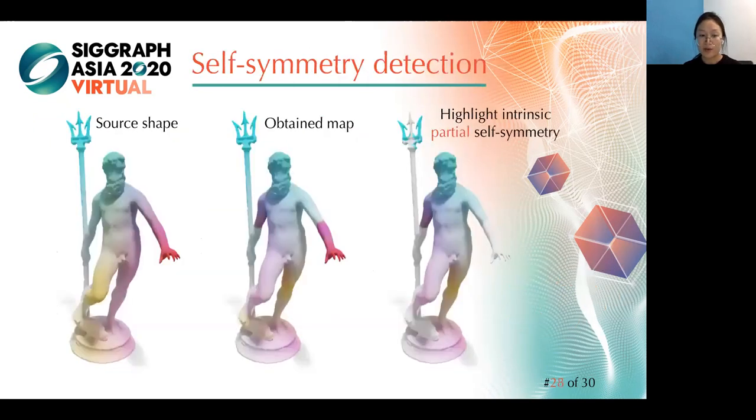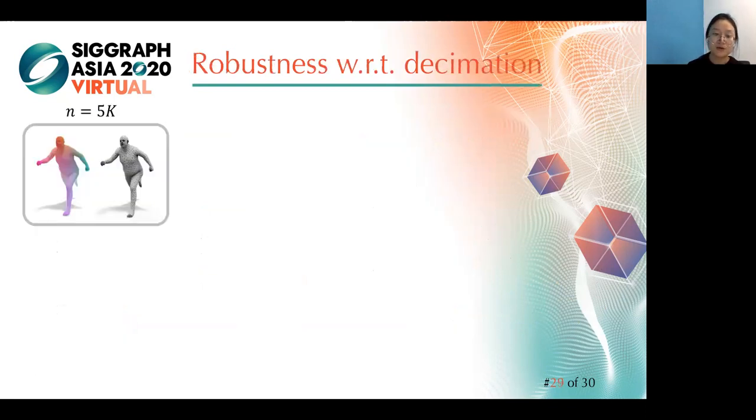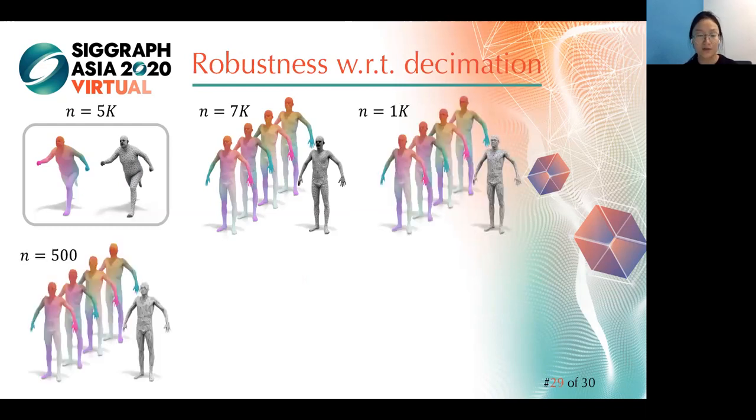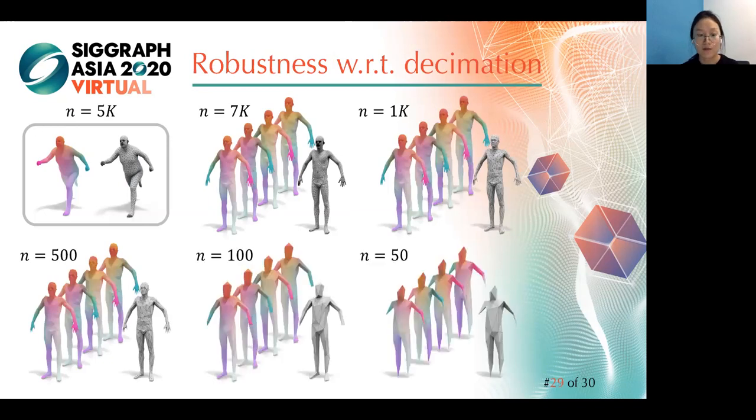Here we show that our algorithm can also be applied to shapes with partial self-symmetry. In the middle, we visualize the obtained map, and on the right, we highlight the map on the partial symmetry regions. Our method is also robust with respect to mesh decimation. In the box, we show the source shape with around 5,000 vertices. And for a target with 7,000 vertices, we can obtain 4 different maps. We can then downsample the target shape to different numbers of vertices, such as 1,000, 500, 100, and even 50 vertices. We can see that our method performs consistently well during the decimation.